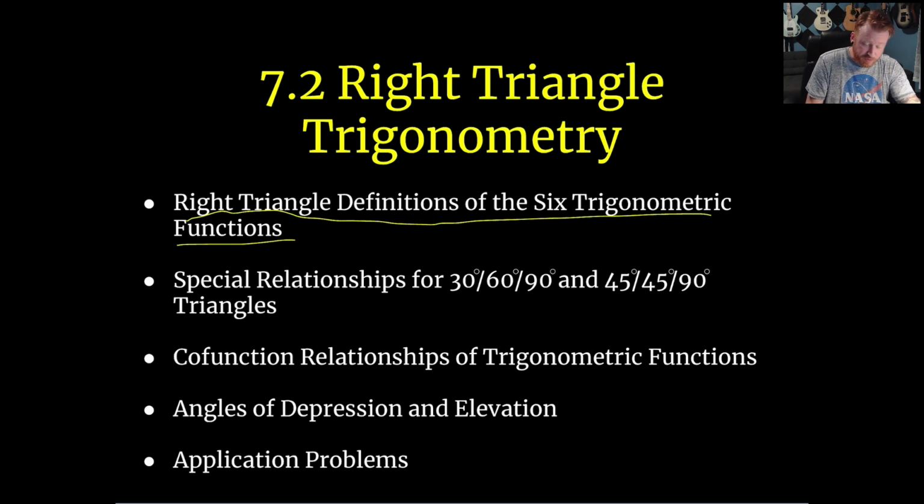We'll look at some special relationships for 30, 60, 90 triangles and 45, 45, 90 triangles. So they're all right triangles, and if they have these special sides, then we can find some special relationships between their sides. We'll look at the cofunction relationships of trigonometric functions. There's some nice properties there. And we'll look at angles of depression and elevation so that we can tackle some application problems.